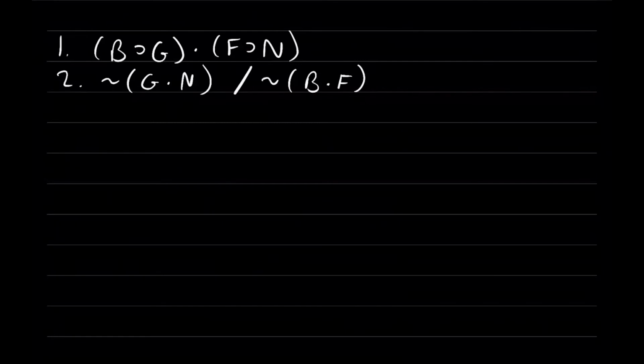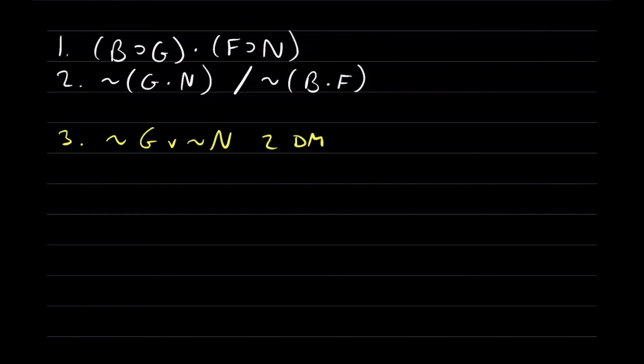Okay. Line 3. I'm going to go ahead and apply De Morgan's rule on line 2 because I think that's a fairly obvious first step. So we're going to get the negation of G or the negation of N, not G or not N, from line 2 by De Morgan's rule.